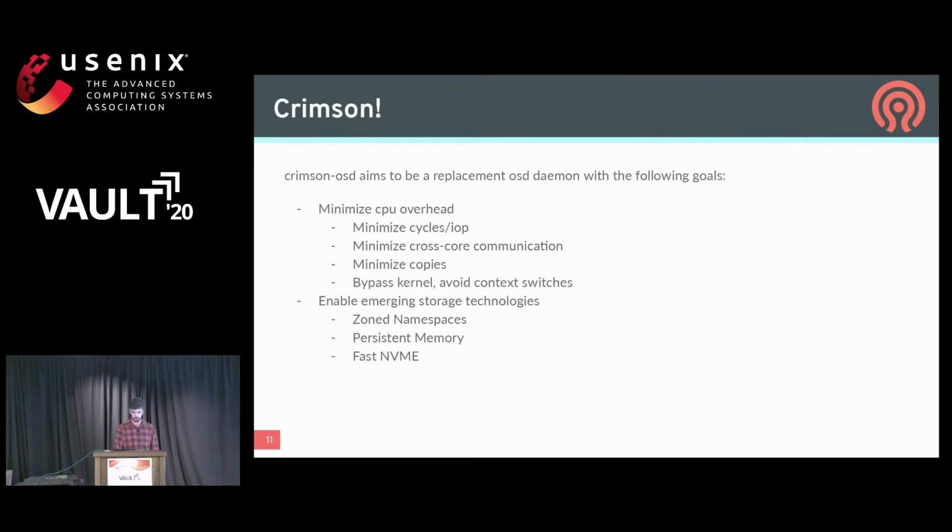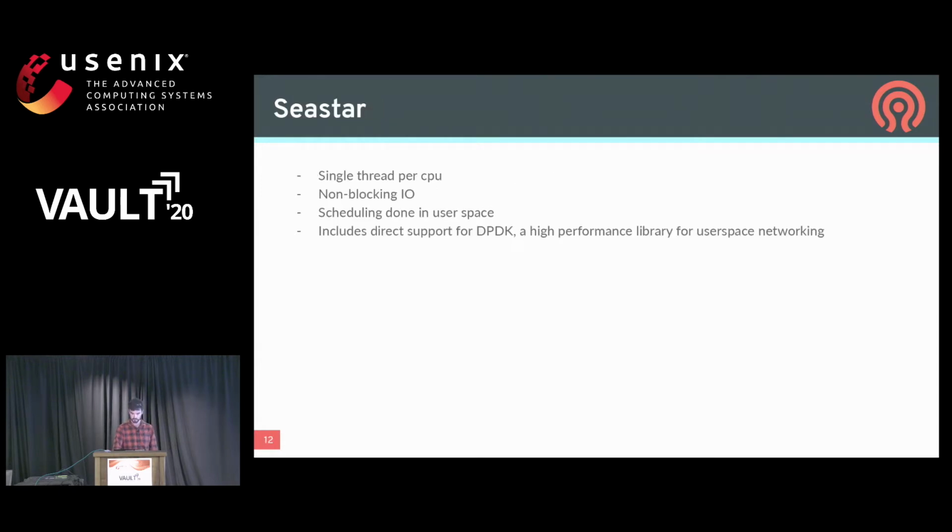So Crimson's goals are to minimize CPU overhead per I/O, primarily, by minimizing cross-core communication, by minimizing copies, and by minimizing context switches. And we'd also like to enable emerging storage technologies while we're at it, because if we're rewriting an OSD, it would be a bad idea not to pick up the opportunity to exploit some of these newer technologies that are coming out, particularly zone namespaces and persistent memory. All the hot stuff. Whoa. Yeah, that's right, all the hot stuff.